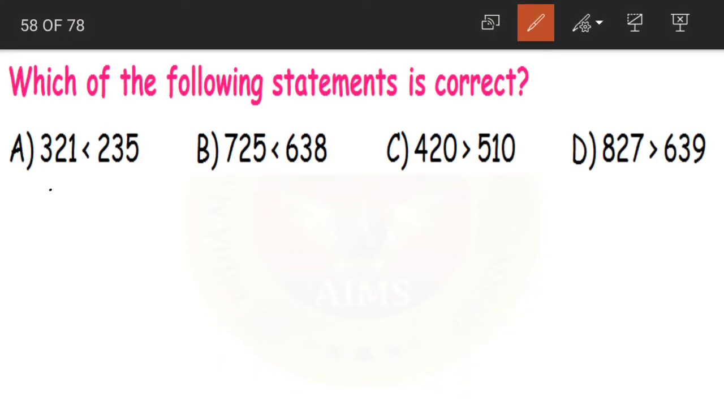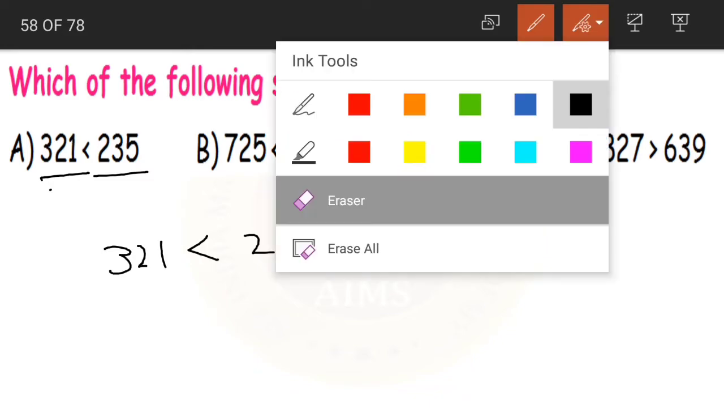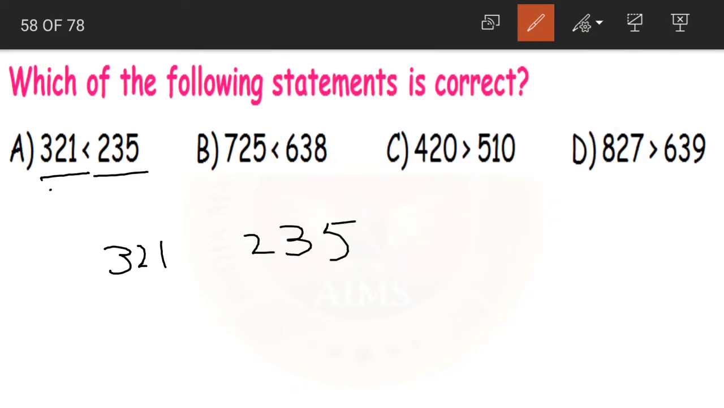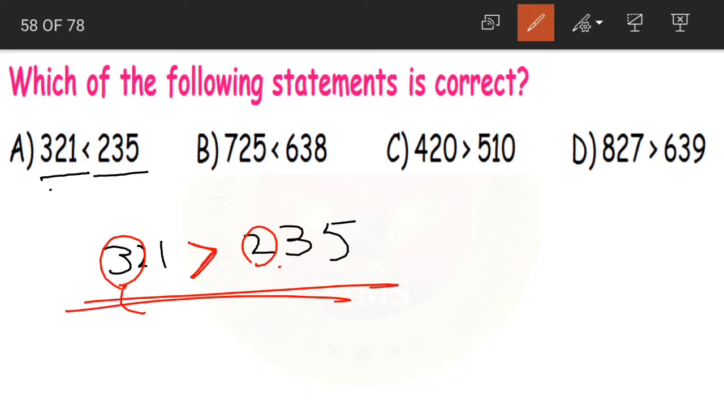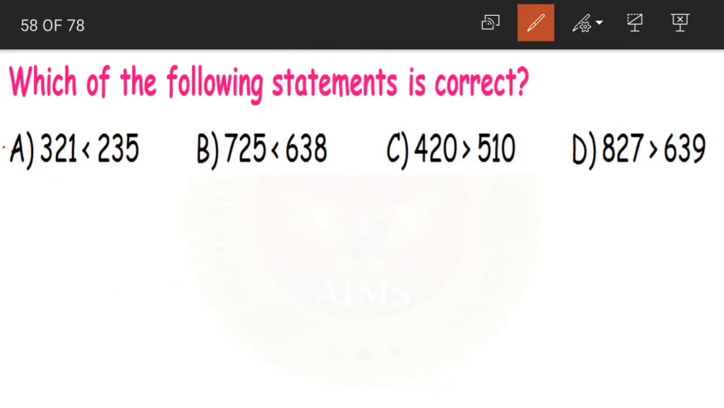Now, yes, we have done a similar problem. Yes, similar problem, but here the numbers are different. Option A is 321 is greater than 235. So, I will take without the symbols first. Now, if we need to compare the digit in highest place value, this is 3 and this is 2. 3 is greater than 2. So, it should be like this, 321 greater than 235. But here it is less than symbol. So, option A is not correct.